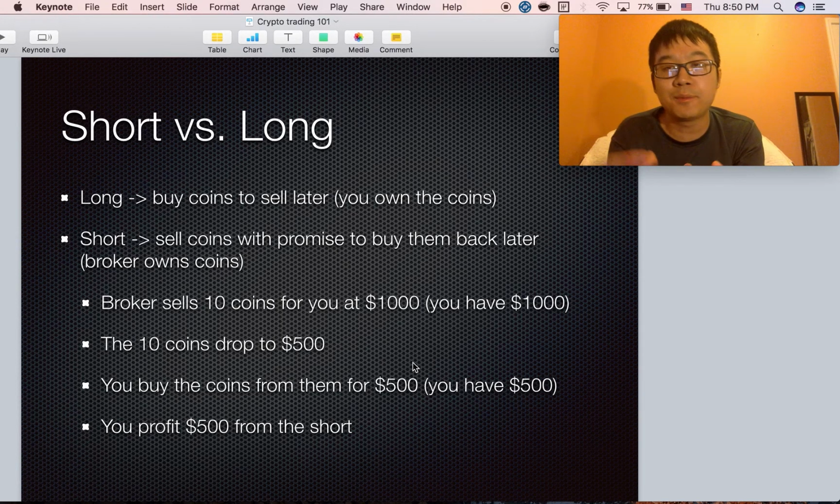But that's definitely a little bit more advanced. So usually people just go with longs and buy and hold if you think it's going up, or sell and then wait for it to drop before buying in again.